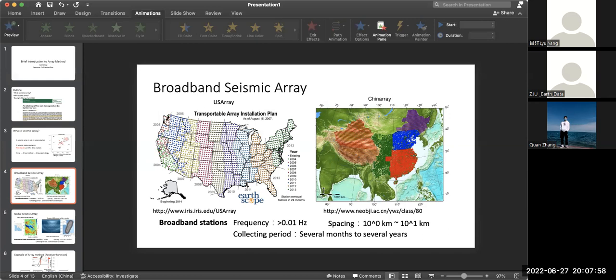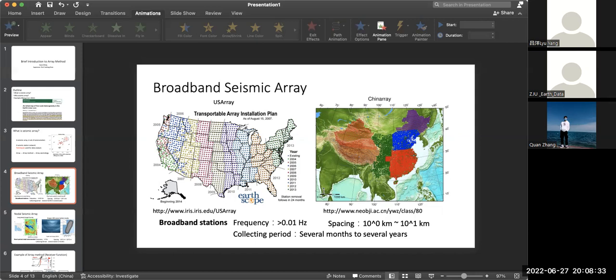The EarthScope program of the US deployed several stations from the West Coast to the East Coast in order to cover the mainland of the US and Alaska from 2004 to 2014. Well, the same as USArray, China has also held a program to establish ChinaArray across the China mainland. You may check the website for more information.